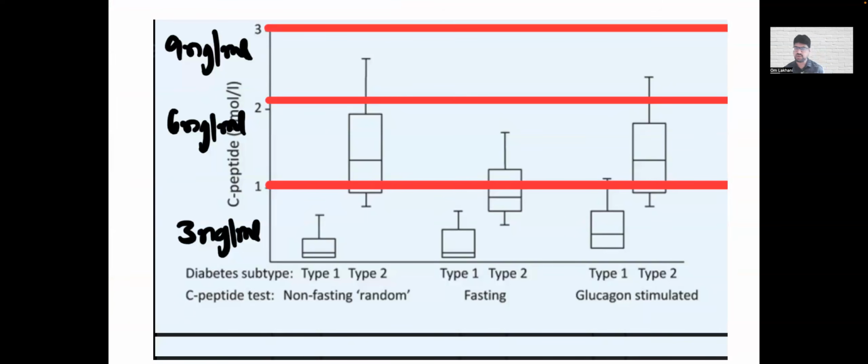Now, this is a study where they looked at the C-peptide values in total, and you can see I made some markings, right? So 3, 6, and 9. These are the markings. So you can see if you take fasting C-peptide, most of these patients have C-peptide less than 3. In fact, most of these patients will have C-peptide less than 1, right? That is almost for certain, right? Though, of course, there's no one marking, but one marking will be somewhere over here. So almost most patients have fasting C-peptide values less than 1.